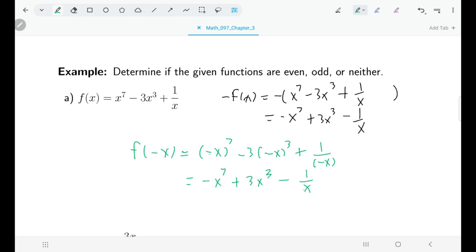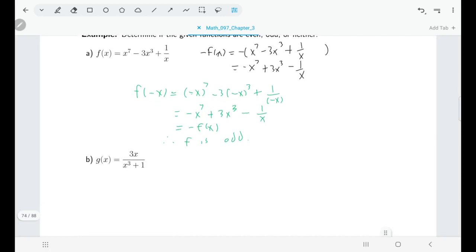And if I'm looking at this, this is not the same as my original function, so we are not even, but this is the same as negative 1 times f of x, so that means f is odd. So whatever the graph of f of x looks like, we know it should be symmetric about the origin.